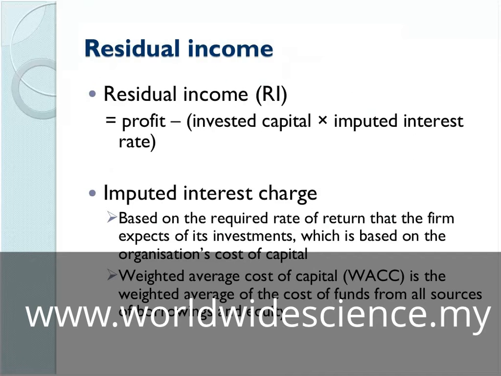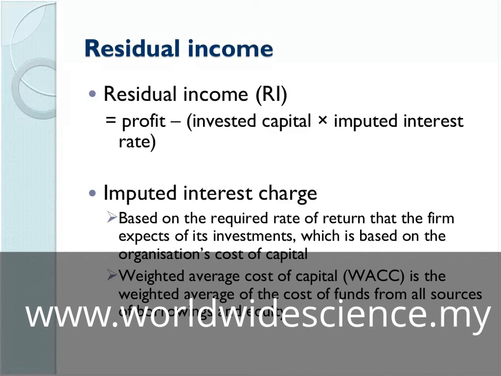So here is given another kind of measure of profit. It's residual income. It is given by the formula: profit minus the invested capital multiplied by the imputed interest rate. You just take your invested capital, multiply it by the imputed interest rate, and deduct it from the profit. It gives you some residual income, which means net income. Let's see, what is the imputed interest charge? This is the same as the rate of return on the investment.